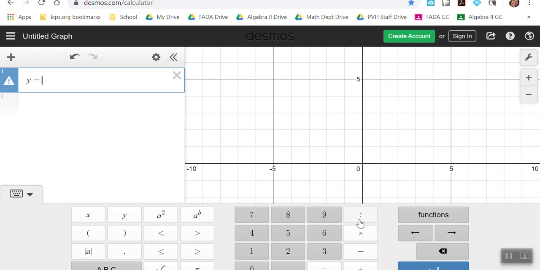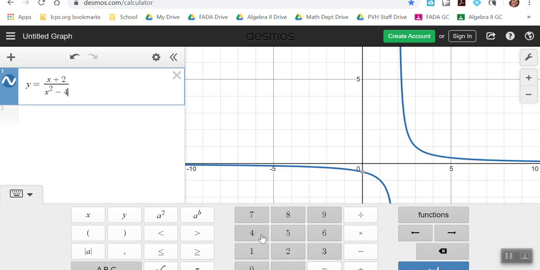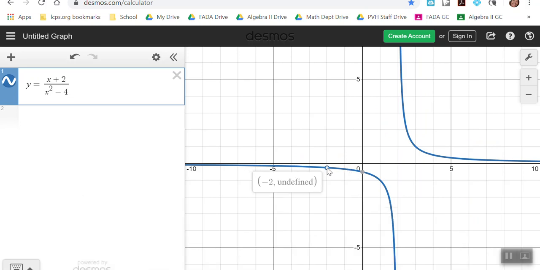We're going to put in the original equation. So x plus 2 over x squared minus 4. And see how this pops up with negative 2 undefined? That's telling you that there's a hole there. And if you see my pointer, it changed to a hole. Whereas if I click anywhere else, it's a closed circle. But there, it's an open circle. So it's going to curve down and then be up in the right-hand corner.